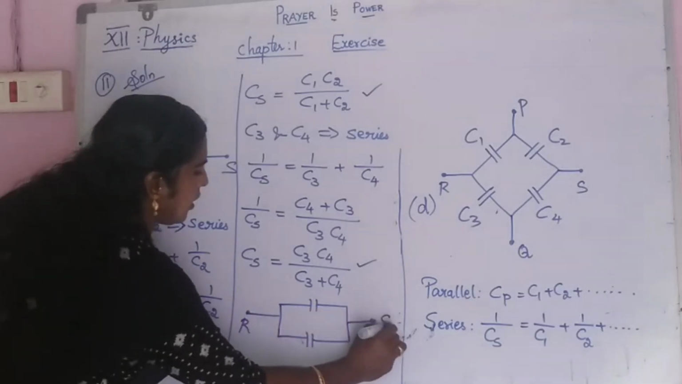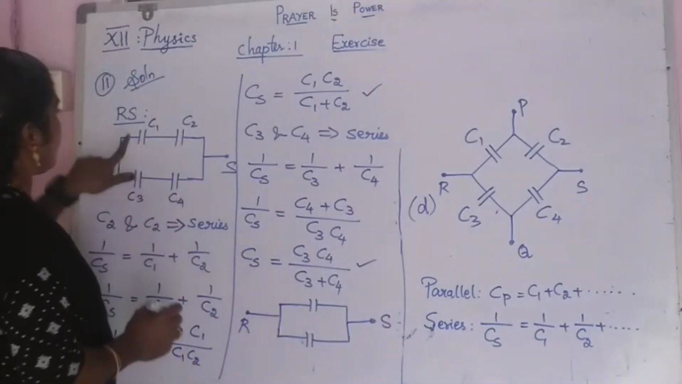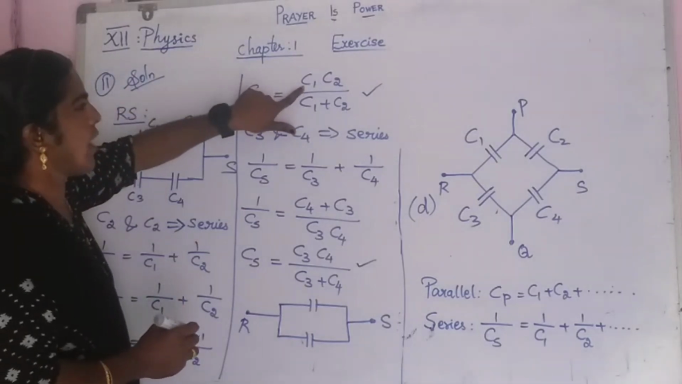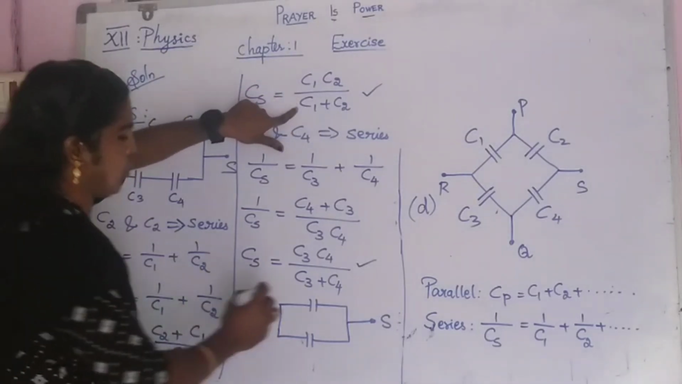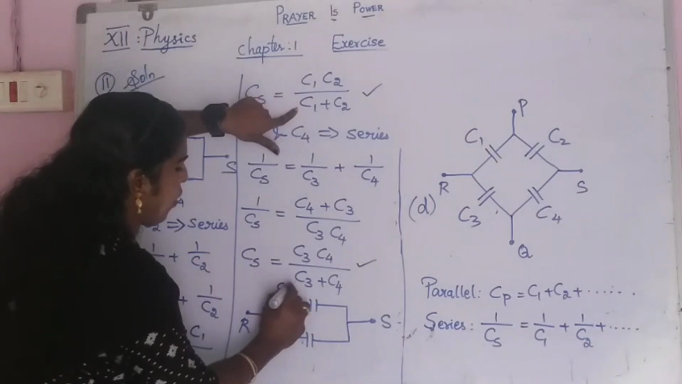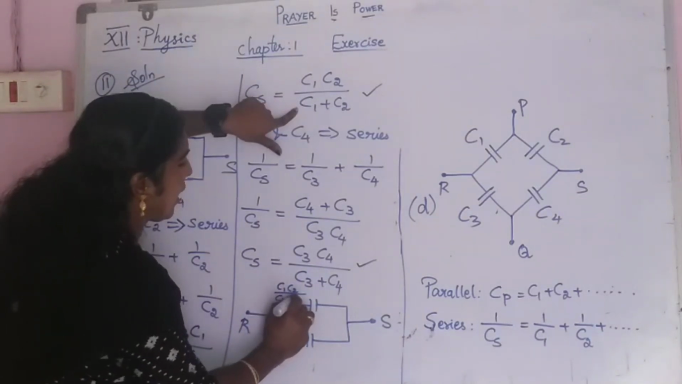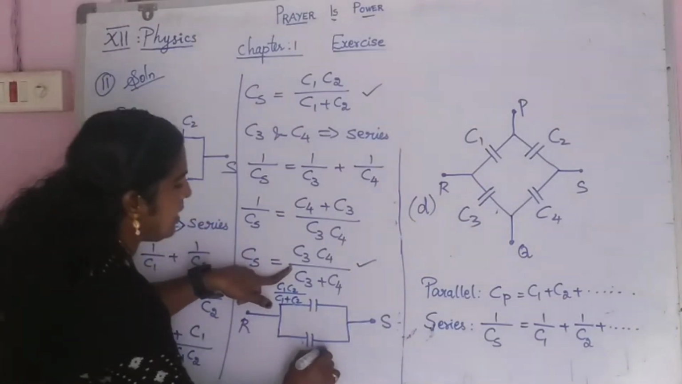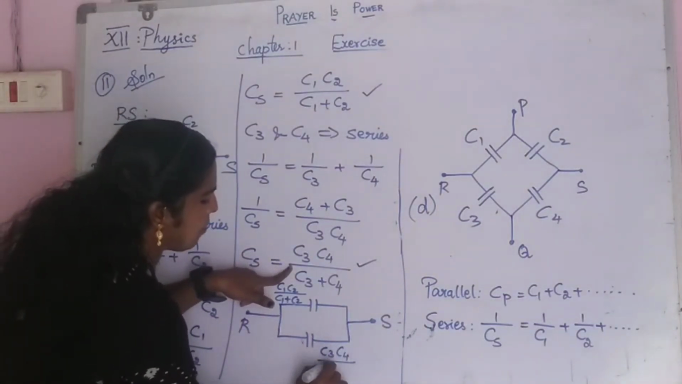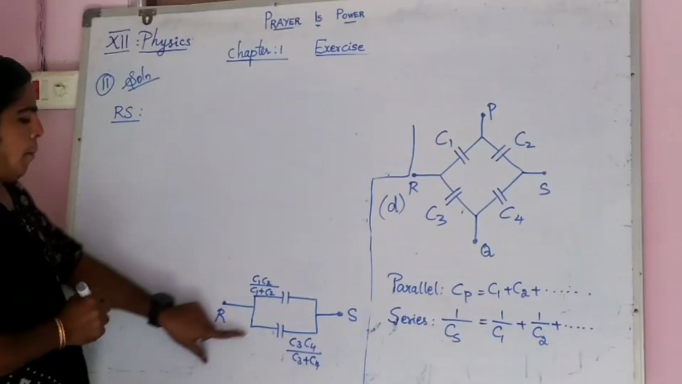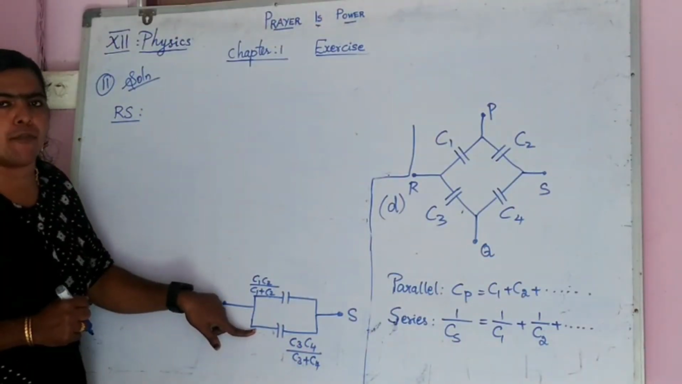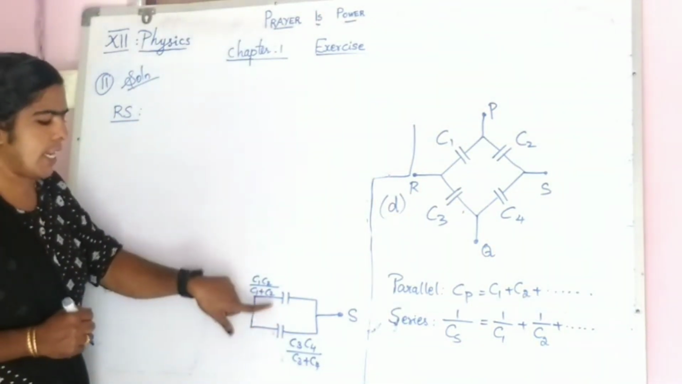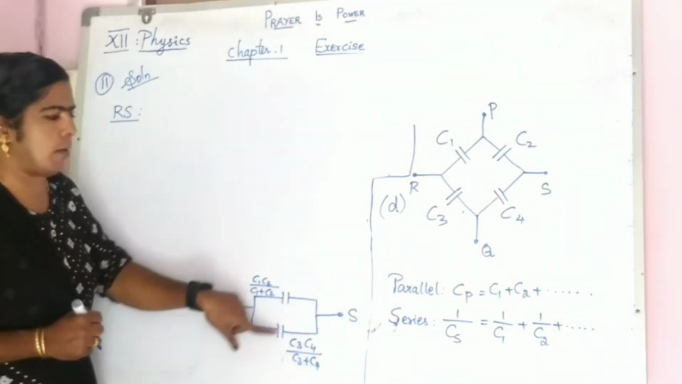Terminal R and S. So instead of C1 and C2, we got the answer C1 C2 by C1 plus C2. Here we can write C1 C2 by C1 plus C2. Instead of C3 and C4, we got this answer, C3 C4 divided by C3 plus C4. By using this circuit, we are finding the resultant capacitance. This circuit is parallel. So, we are using the parallel formula.